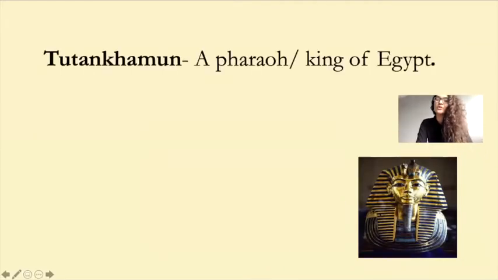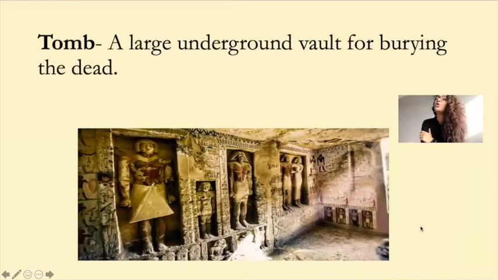Tutankhamun. Now, Tutankhamun was a pharaoh. He was the king of Egypt, one of the most famous ones that we know of today. Tomb. A tomb is a large underground vault for burying the dead.